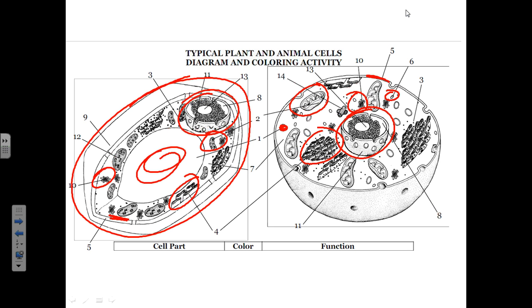So what does the Golgi do? We just talked about that on the quiz. It packages proteins and helps to ship them out. Exocytosis, that was the question on the quiz.